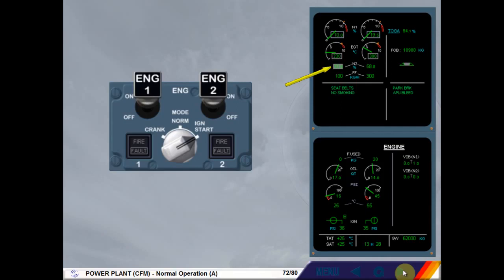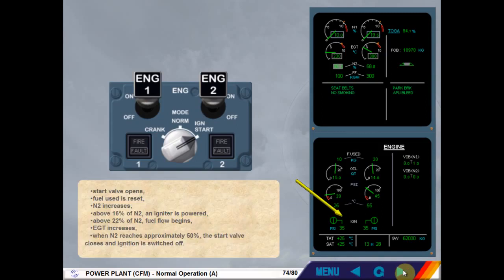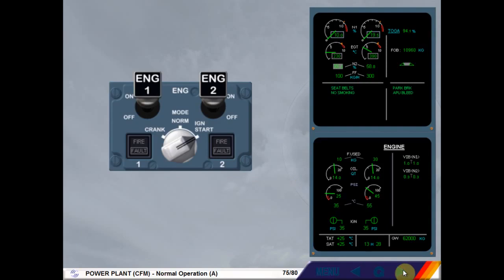When N2 reaches approximately 50%, the start valve closes and ignition is switched off. At about 58%, N2 stabilizes and the grey background disappears, indicating that the engine 1 start sequence is finished. For both engines, all parameters have stabilized.